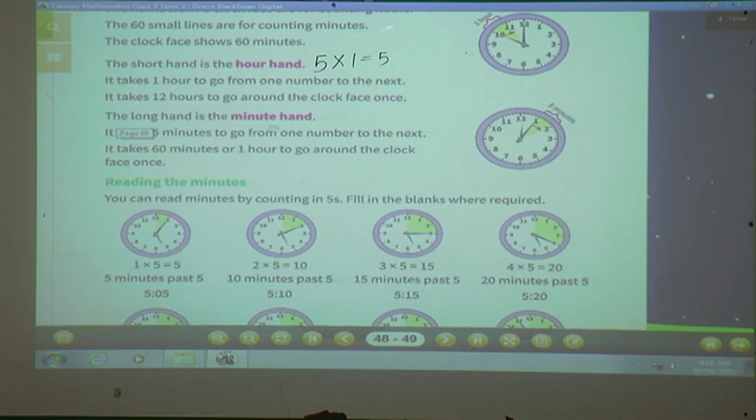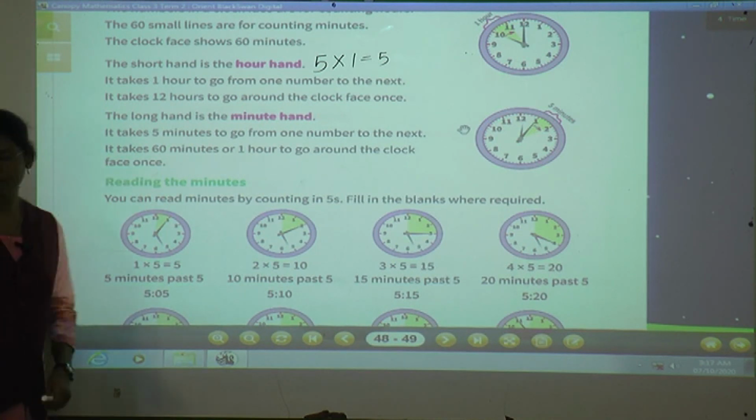The long hand is the minute hand. It takes 5 minutes to go from one number to the next number. But it takes 60 minutes, that is 1 hour, to go around the clock face once. The short hand takes 1 hour to go from one number to the next, but the minute hand takes 5 minutes.